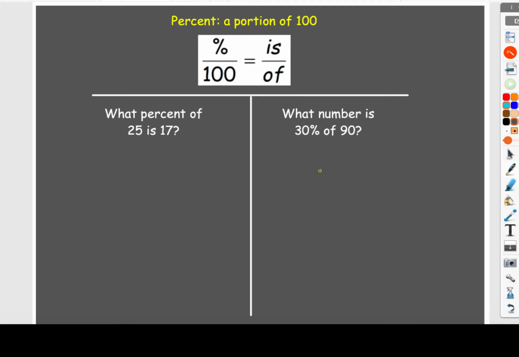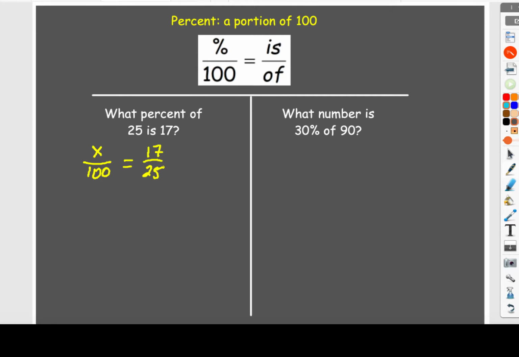All right, let's set up a couple of proportions here. Percent is a proportion of 100. So what percent of? Well, that just tells me that I don't know this number up top. I don't know this percentage number, so I'm going to call that X. What percentage out of 100 of 25 is 17? So I'm going to say X out of 100, percentage out of 100, equals is over of. Well, notice in our sentence, is 17, so is over of 25.